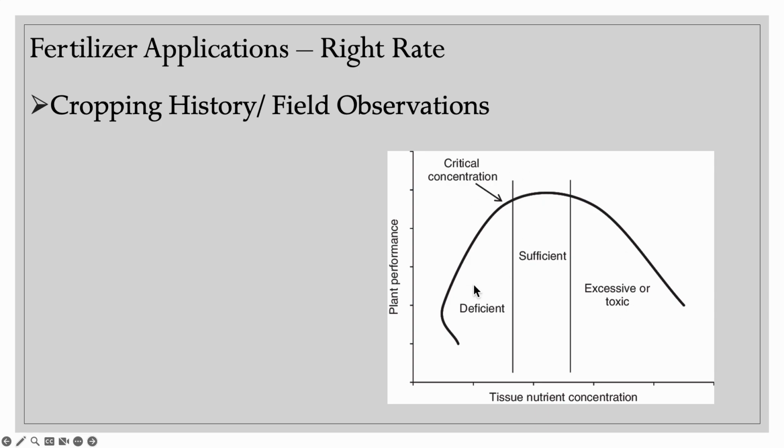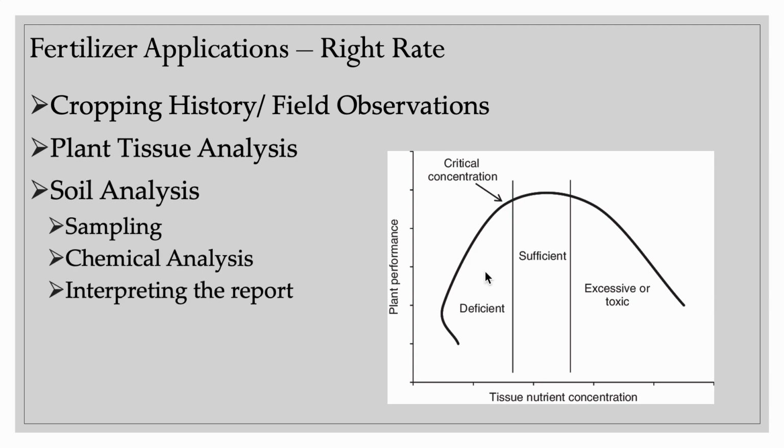And so also understanding kind of what your nutrient concentration is in your plant is going to help you understand how much fertilizer you actually need to apply. So we'll do this with tissue analysis and then also soil analysis. So we're going to soil sample in the beginning of the year to find out what is actually there in the soil.